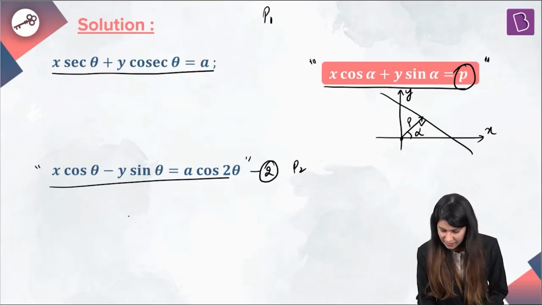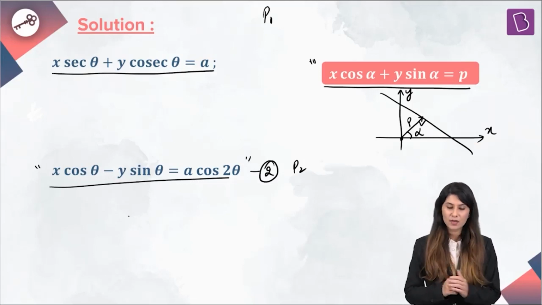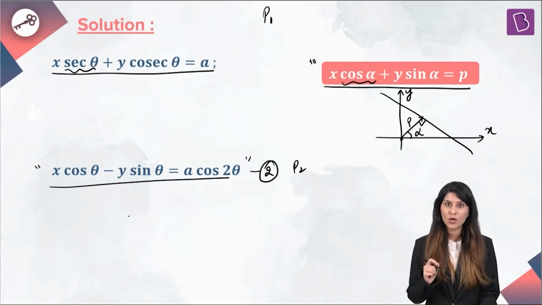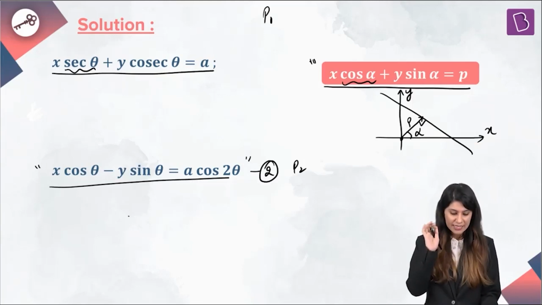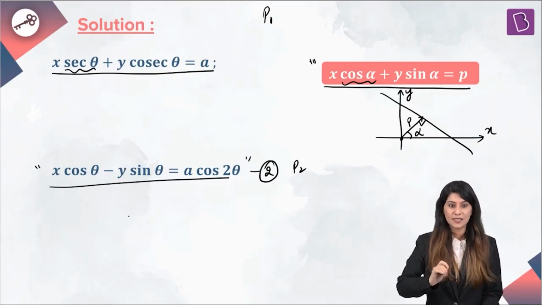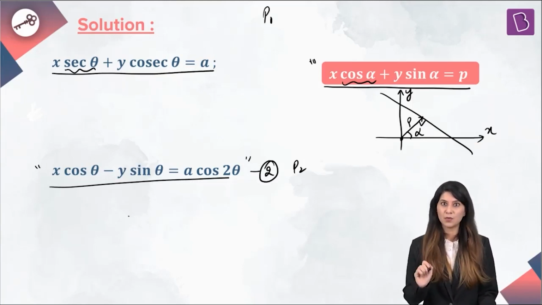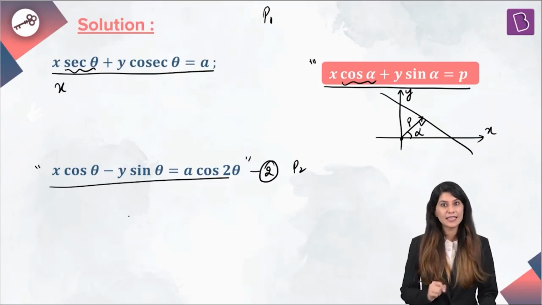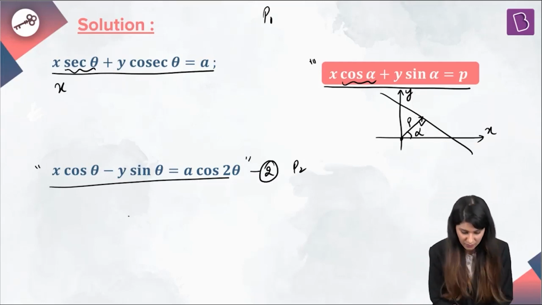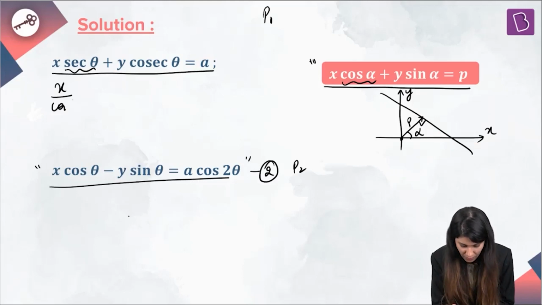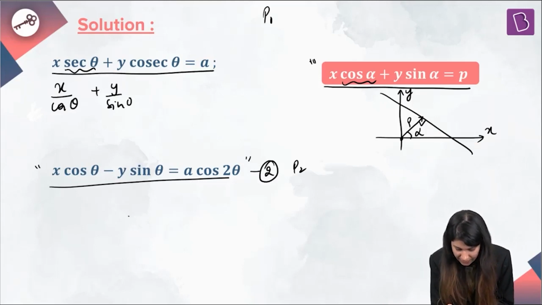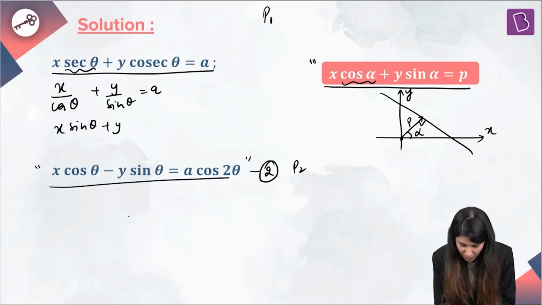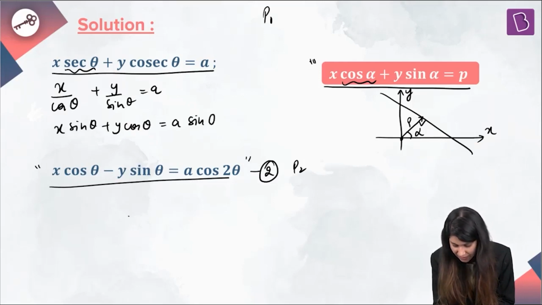This and this, we need to compare. What I can see over here is sec theta, and here it is cos alpha. So we need to convert this equation with such manipulation that there is cos in place of sec. So I'm going to write sine and cos in place of sec and cosec. Sec is 1 by cos theta, and this will be 1 by sine theta, and this is equal to a. And if I take the LCM, what do I get? x sine theta plus y cos theta is equal to a sine theta cos theta.